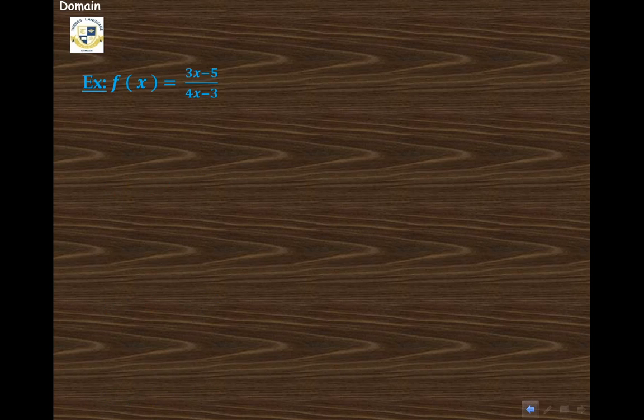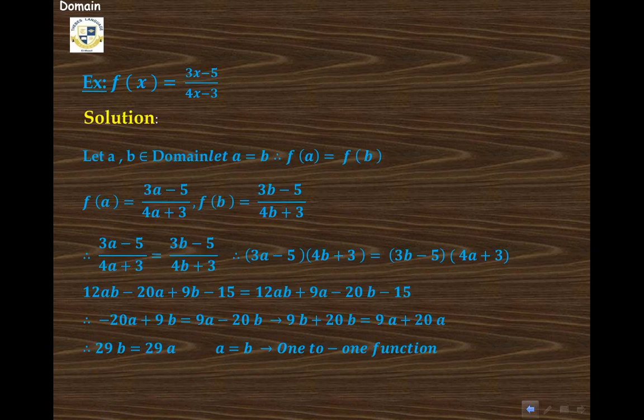Another example. f of x is written as 3x minus 5 over 4x plus 3. Let a and b belong to the domain of f of x, and I write f of a equals f of b. f of a equals 3a minus 5 over 4a plus 3, and f of b equals 3b minus 5 over 4b plus 3. There is something wrong in the problem. It's 4x plus 3.